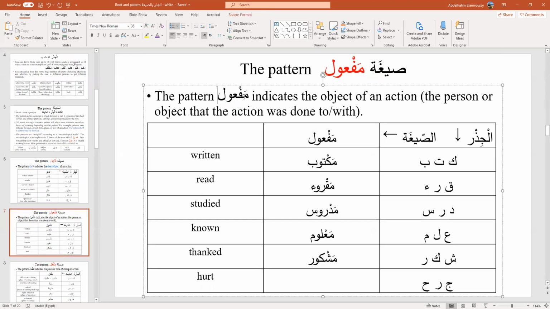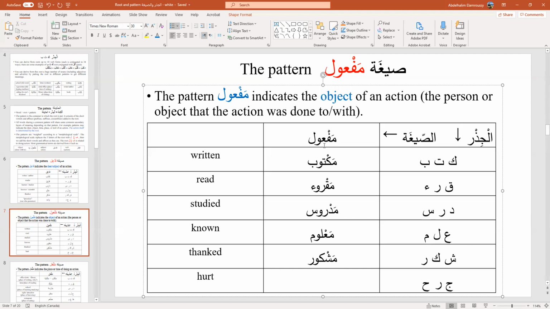And the pattern maf'ul indicates the object of the action. Okay. So unlike the pattern fa'il, which indicates the doer of the action, the pattern maf'ul, on the other hand, indicates the object of the action, i.e. the person or object that the action was done to or done with. So the person that the action was done to, or the object that the action was done with.